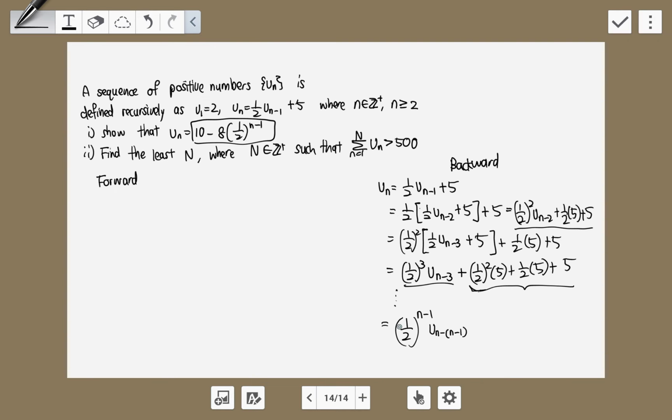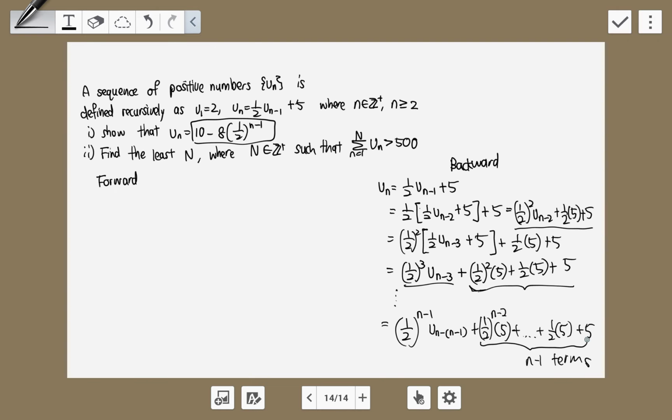So that means when this is n minus 1, I expect that there will be n minus 1 terms over here. The first term is always 5, so it's still going to be 5 plus half times 5, and so on and so forth. So what is the term over here? Since this is 3 when this is 2, and it is 2 when this is 1, when this is n minus 1, this must be one term less. So this must be half to the power of n minus 2 times 5.